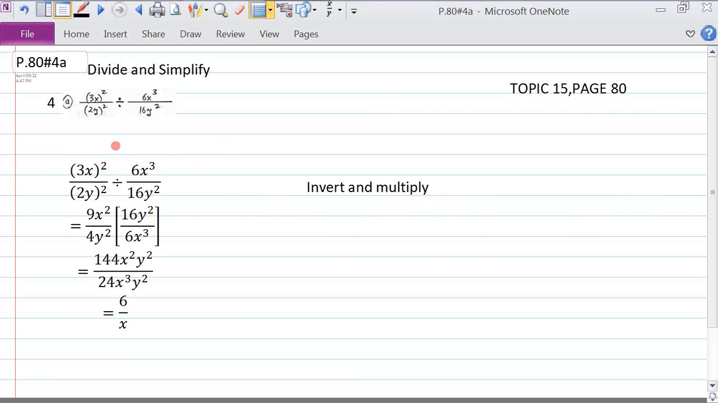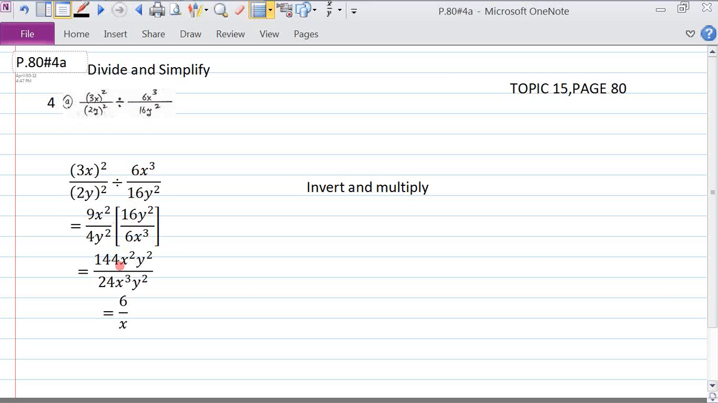Divide and simplify. So here we have 3x squared over 2y, all squared, divided by 6x cubed over 16y squared. So I've just repeated this, and I'm changing the division into a multiplication by flipping this: invert and multiply. So this goes to the numerator, and this whole term goes to the denominator.